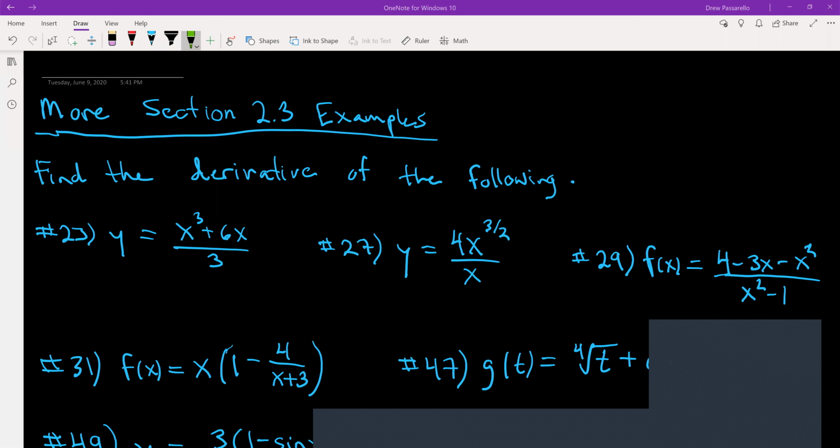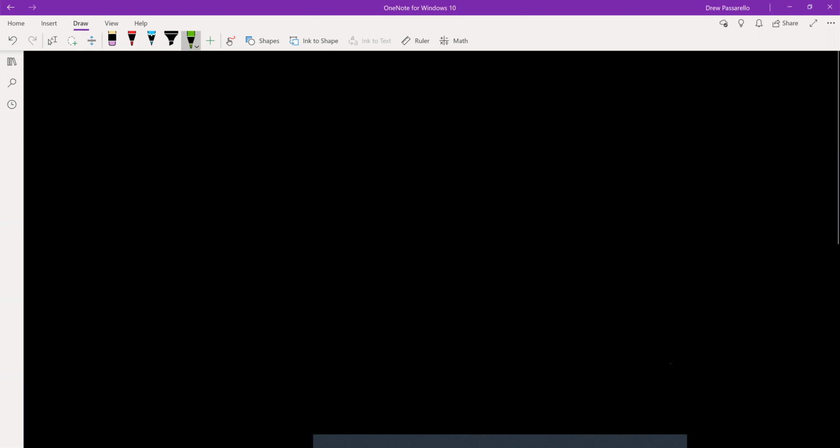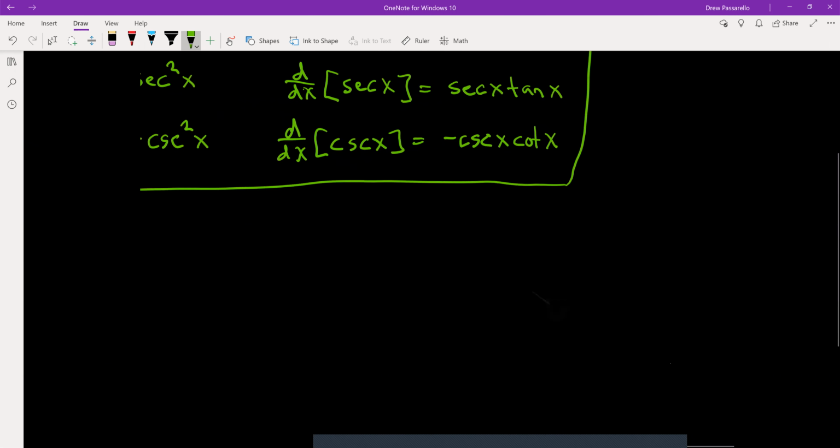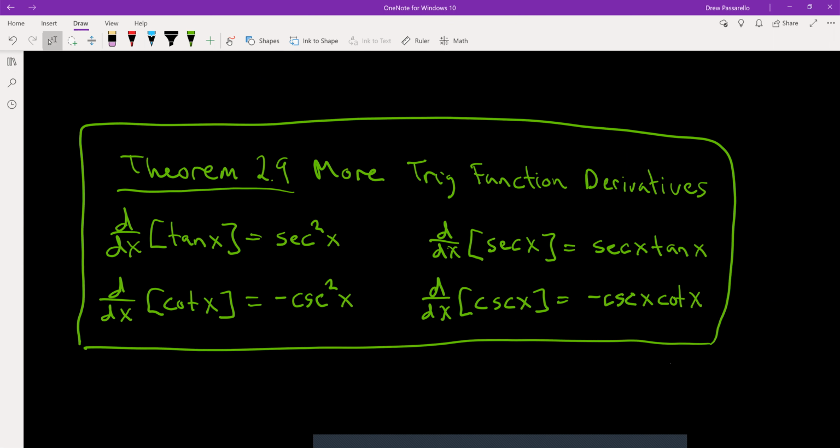All right, so this will be more examples for section 2.3, and some of these will use the product rule maybe, or the quotient rule, depends on the scenario. Something I did not go over in the previous videos is, if I can find it, yeah, so this is theorem 2.9 in the section, just more trig function derivatives. I did not mention these. These are 4 more derivatives that we can add to our list.